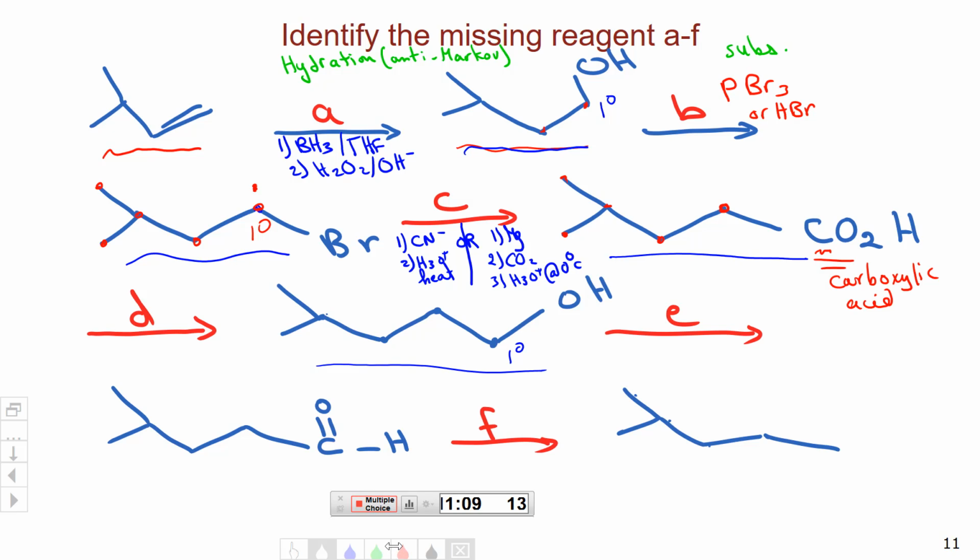Now, what is a reducing agent that can reduce carboxylic acids and ketones and aldehydes and esters and nitriles? The lithium aluminum hydride. Can I use sodium borohydride in this case? No. Sodium borohydride reduces ketones and aldehydes only. So in here, I'm going to use lithium aluminum hydride followed by H3O plus.